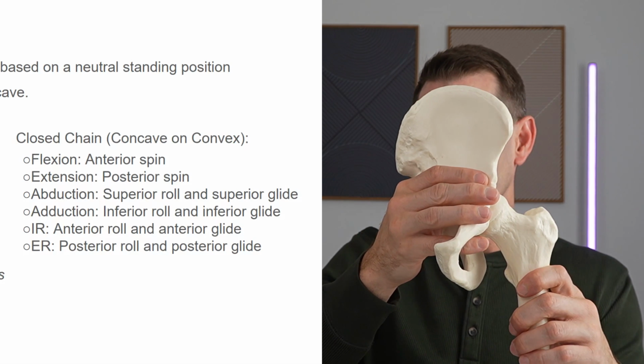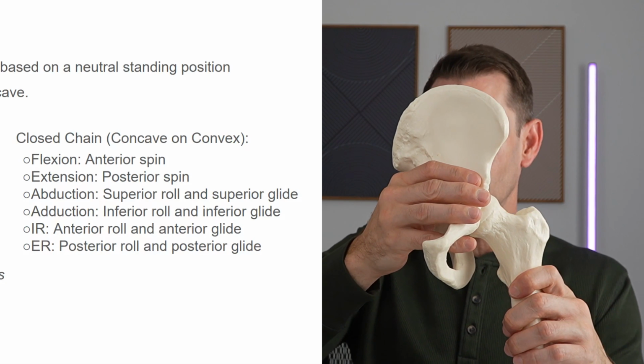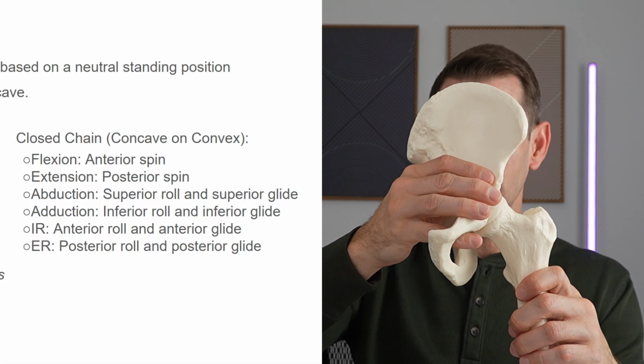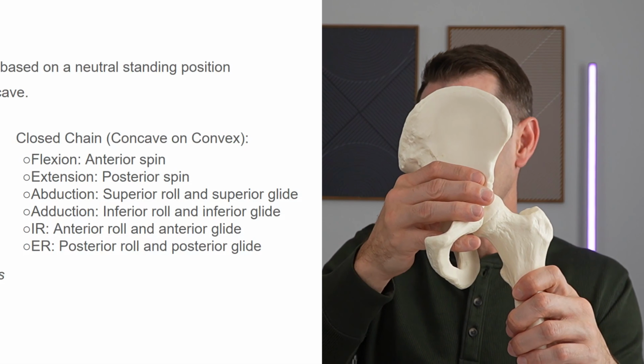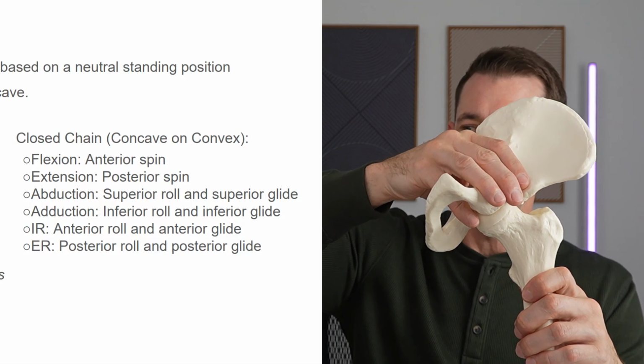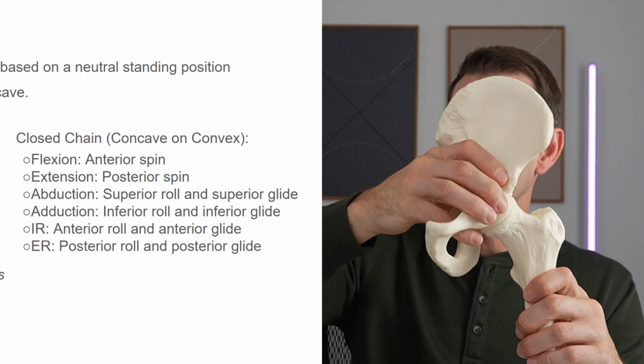Let's do that one more time. Closed chain abduction, we're hiking the opposite hip, and within that concave acetabulum on convex femoral head, we get a superior roll and a superior glide. So hopefully you can see that this acetabulum is both rolling and gliding superior.